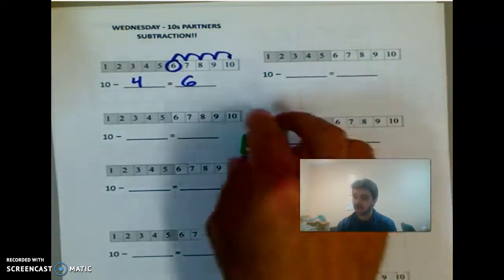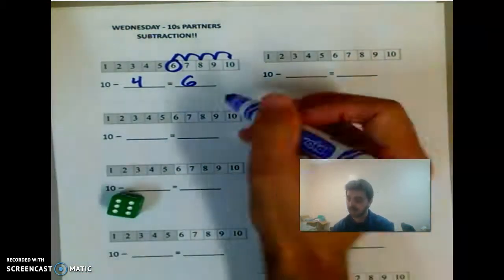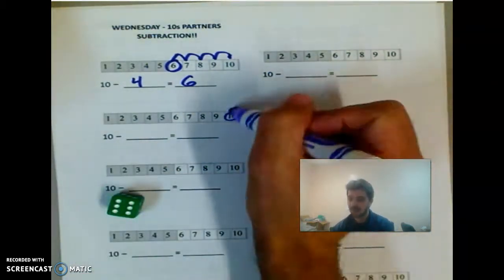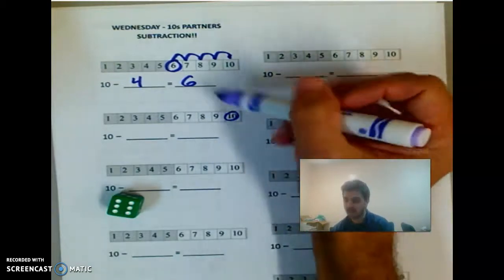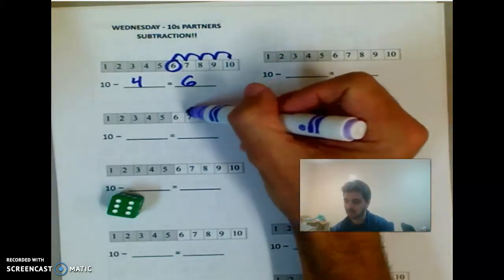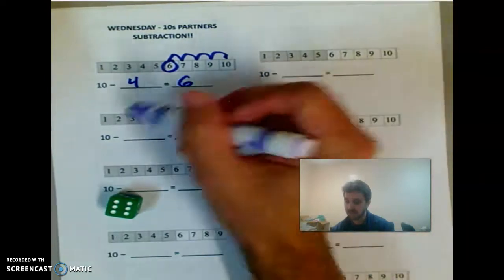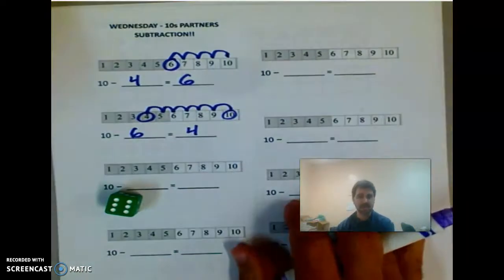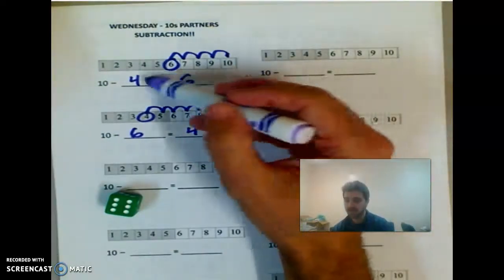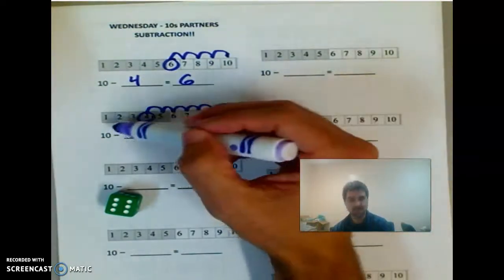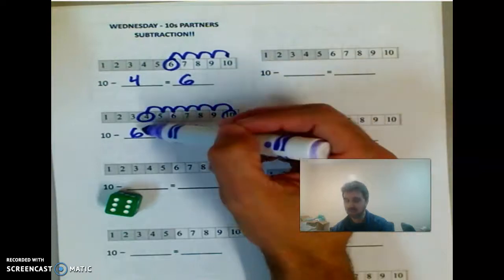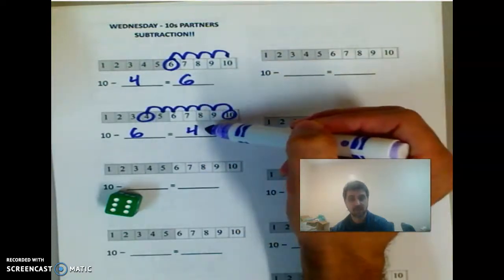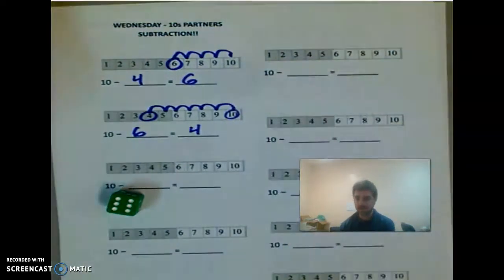I'll roll it again. Oh, this time I got a 6. All right, so I'm at 10. I'm gonna go back 6 hops. So 1, 2, 3, 4, 5, 6 gets me to 4. Well, that makes sense, right? Because we know that 6 and 4 makes 10. So if you subtract 4, you get 6. If you subtract 6, you get 4. All right, that's awesome. So that's how this works.